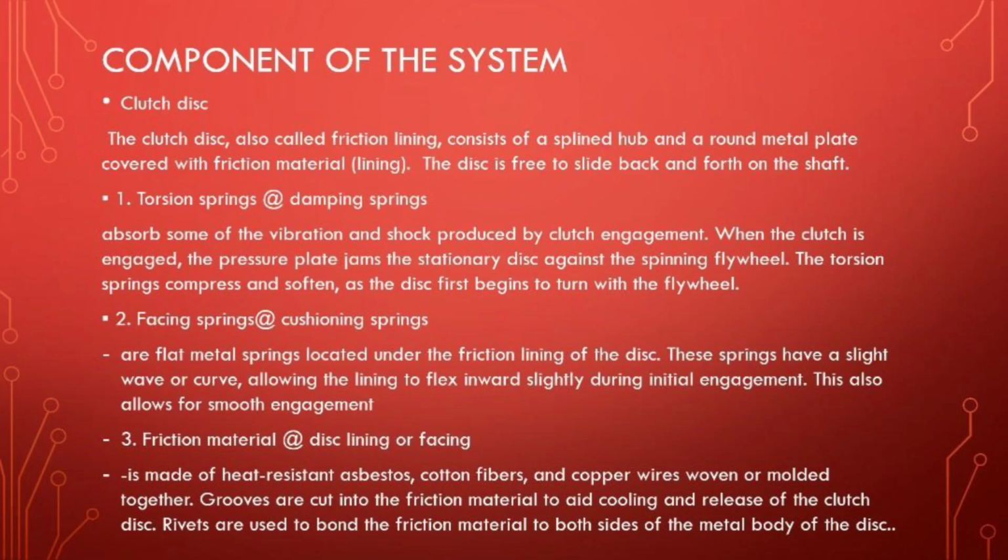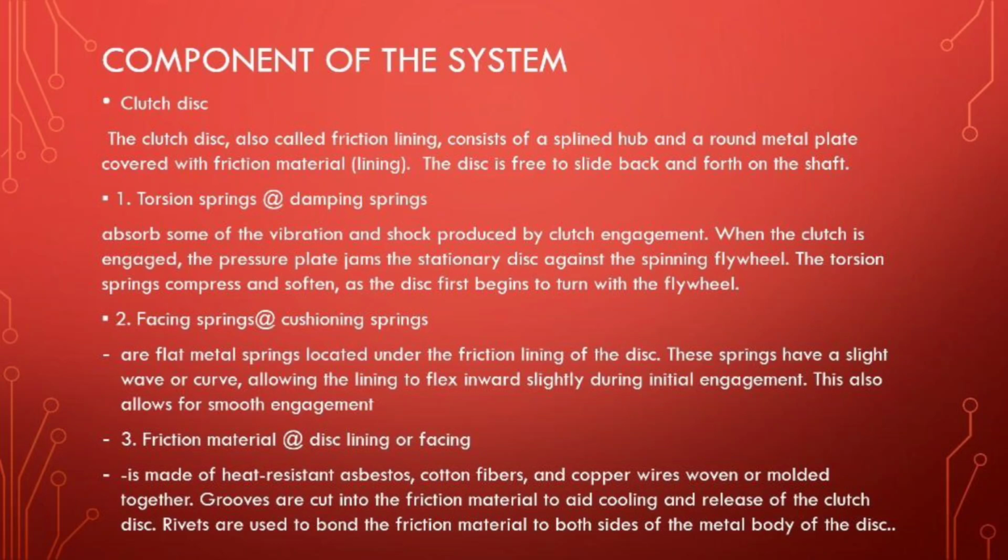Clutch disc. The clutch disc, also called friction lining, consists of a splined hub and a round metal plate covered with friction material. The disc is free to slide back and forth on the shaft. Damping springs absorb some of the vibration and shock produced by clutch engagement. When the clutch is engaged, the pressure plate jams the disc against the spinning flywheel. The torsion springs compress and soften as the disc begins to turn with the flywheel.